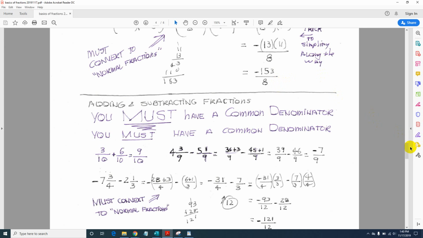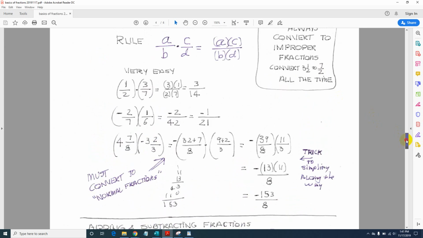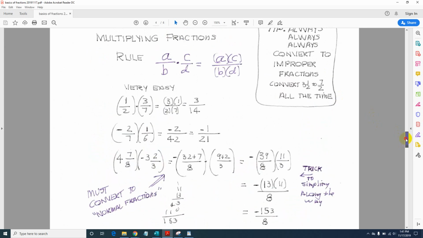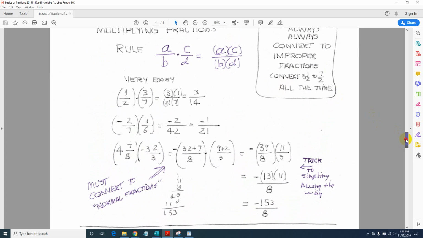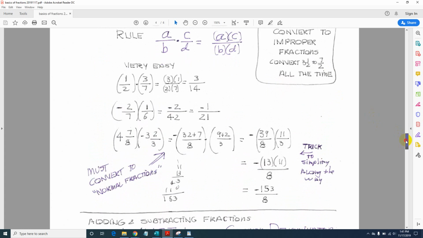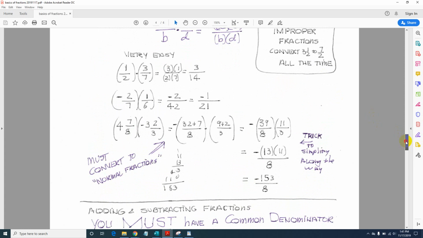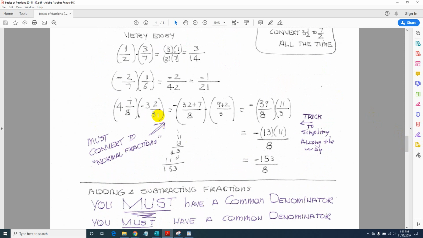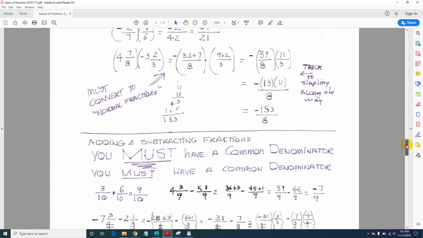But in any case, the important thing is the multiplication, right? Multiplication is very, very easy with fractions. Any fraction can be multiplied by any other fraction. You just multiply the numerator and the denominator, and that's it. And don't forget to convert to normal fractions. I call them normal fractions, but you know what I mean, improper fractions. Regular old fractions with a number on the top and a number on the bottom.